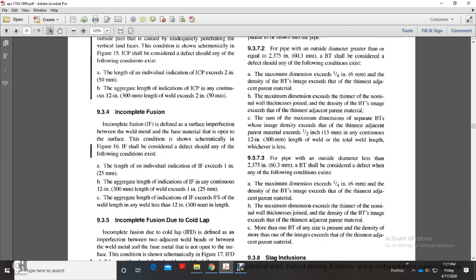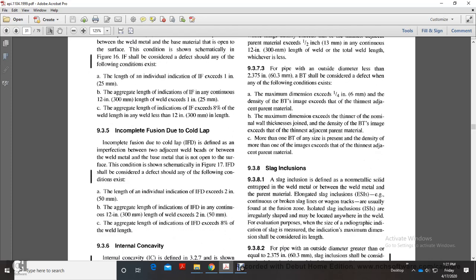Alright, 9.3.4 Incomplete fusion, IF. Incomplete fusion, IF, is defined as a surface imperfection between the weld metal and base material that is open to the surface. The condition is shown schematically in Figure 16 and should be considered a defect should any of the following conditions exist: the length of an individual indication of incomplete fusion exceeds 1 inch; the aggregate length of indications of incomplete fusion in any continuous 12-inch length of weld exceeds 1 inch; the aggregate length of indications of incomplete fusion exceeds 8% of the weld length in any weld less than 12 inches in length.